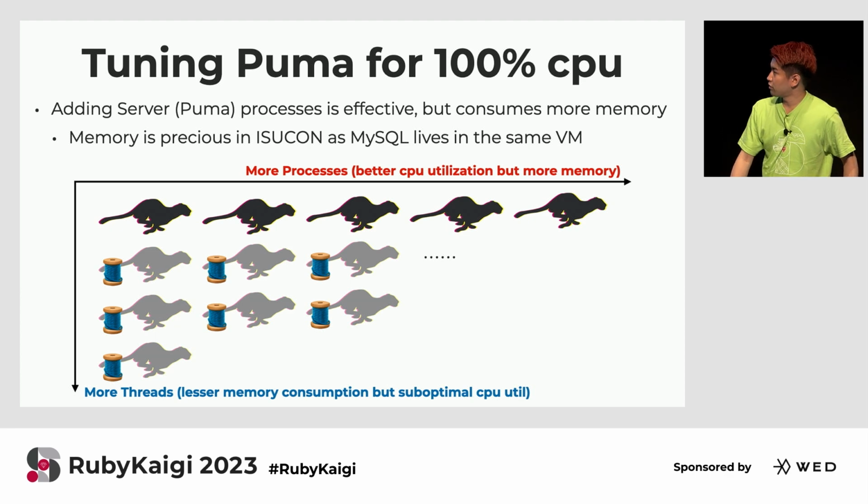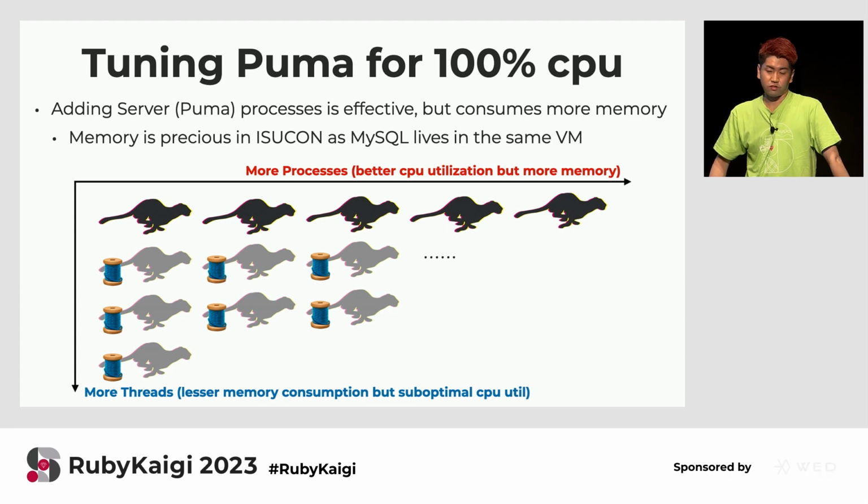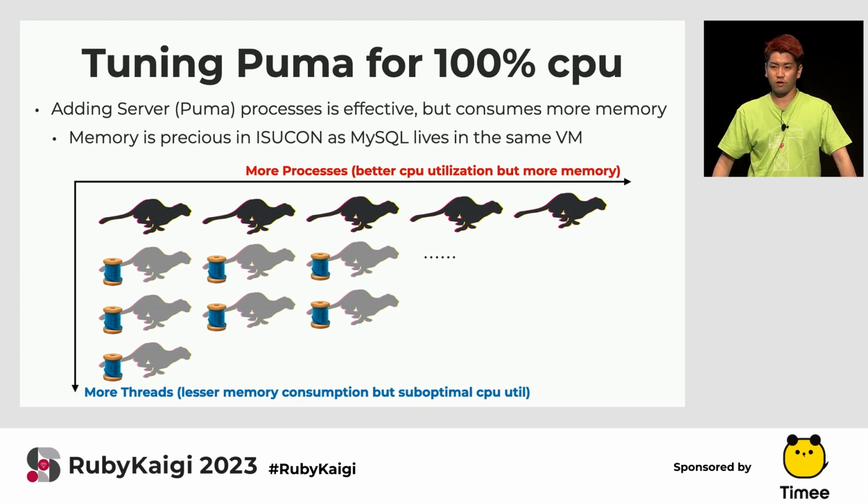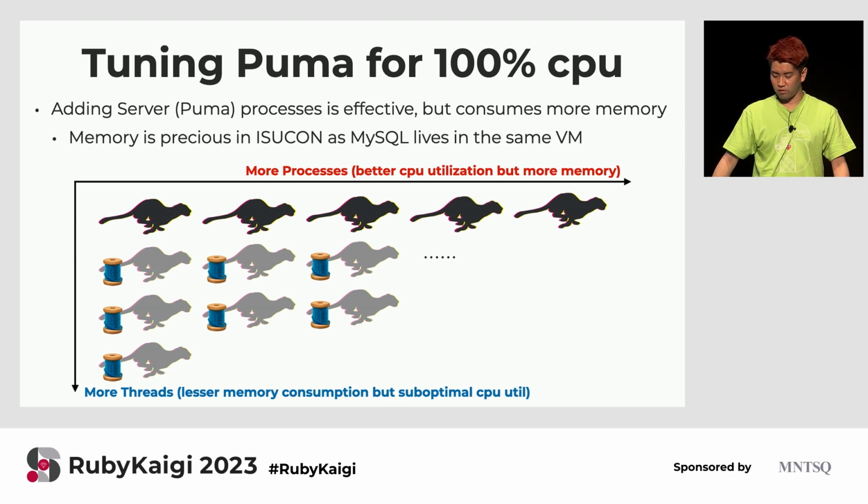Same as CPU is precious, memory is also precious. So we need to find the perfect balance between the number of processes and threads. Too many processes means too much memory used. And too many threads means too many threads waiting for the GVL lock. How should we find the sweet spot?